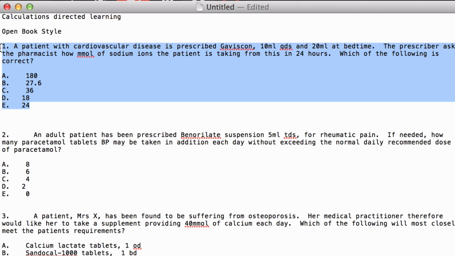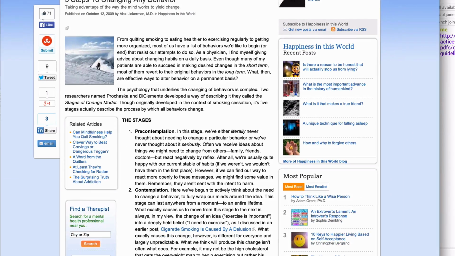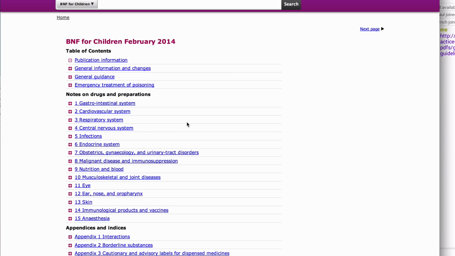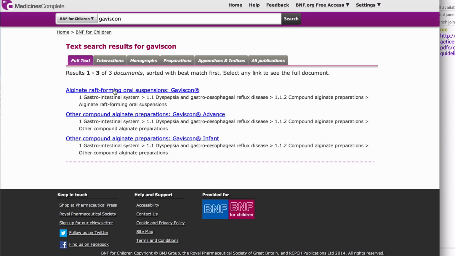Well, first of all, what's taken in 24 hours? So 10 mils QDS, so it's 40. Oh, and 20 mils. So it's 40 mils plus 20, so it's 60 mils a day. So once you know that, then what do you need to do? How many millimoles in that much? So how do you get that? So you'll have to go to the BNF and check the concentration of sodium.